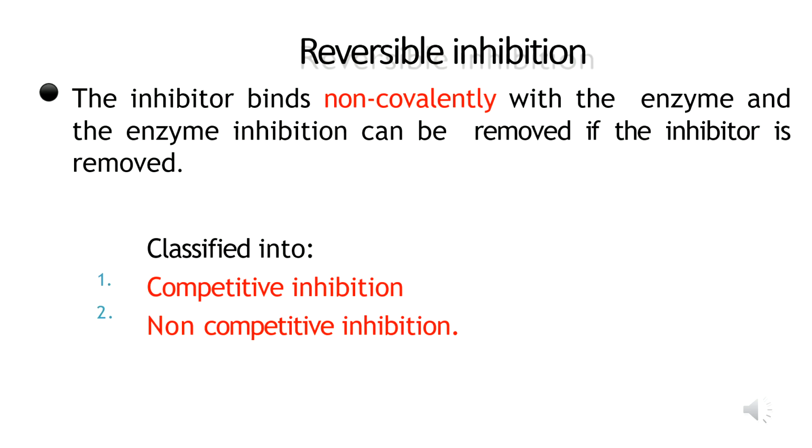So the first one is reversible inhibition. What is reversible inhibition? The inhibitor binds non-covalently with the enzyme, and the enzyme inhibition can be removed if the inhibitor is removed. That is reversible inhibition. Reversible inhibition is further classified into two types: competitive inhibition and non-competitive inhibition.